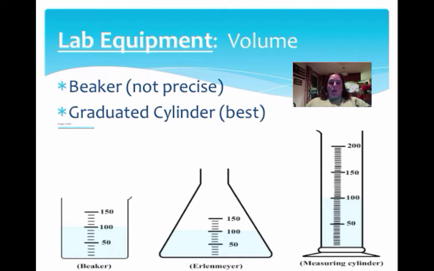The lab equipment you're going to be using is beakers. Remember we said they weren't very precise, they're not very accurate for measuring, they're good for holding stuff. An Erlenmeyer flask would also not be a good choice. They're good for actually seeing reactions or mixing things together. And then a graduated cylinder is the best, and that's the one all the way on the end.